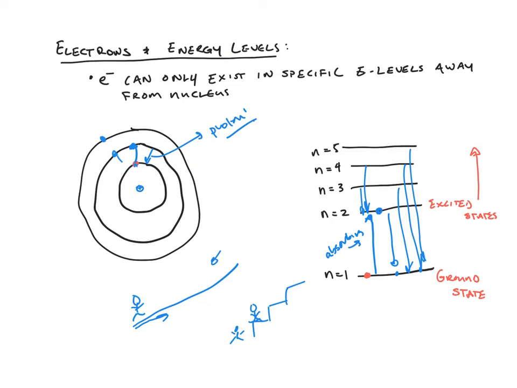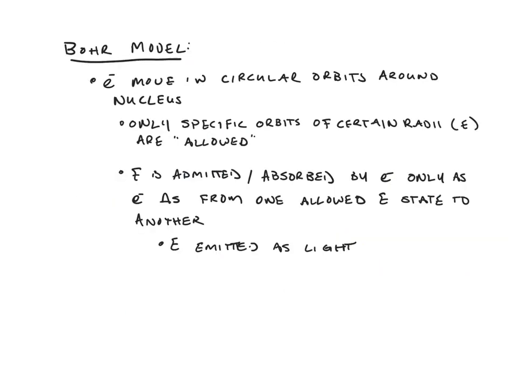So what that leaves us with is this idea of the Bohr model, which basically says that electrons are moving in circular orbits around the nucleus, and that only specific orbits of certain radii are allowed. So there's only specific energy orbits, and those are the only ones that are allowed. Think about this like planets and suns, but only specific distances away from the sun are allowed for planets to exist. Same thing.